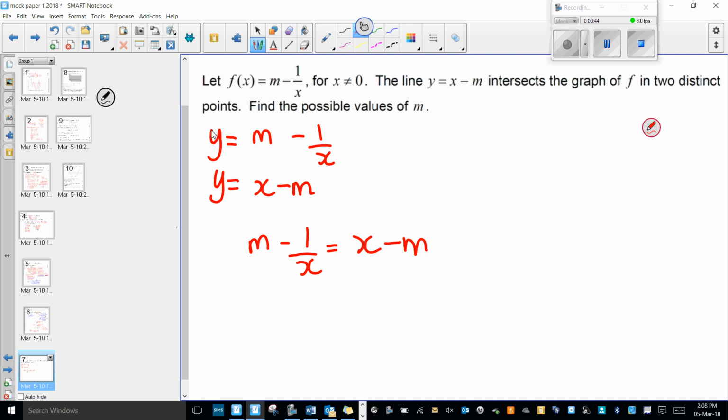Because the question says they intersect at two points, so it must mean that those two functions are equal to each other. I mean, secretly, you probably shouldn't write y equals for the first one because it's an f(x), but the key here is that this situation happened. So they are equal to each other.